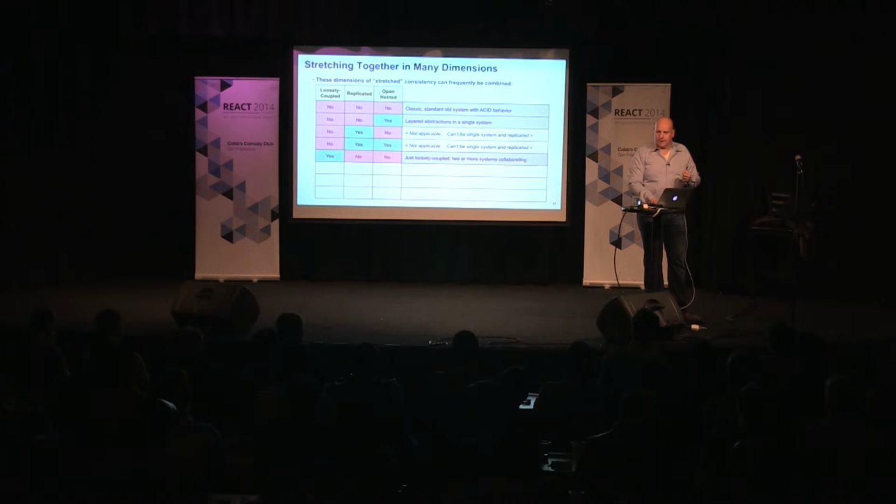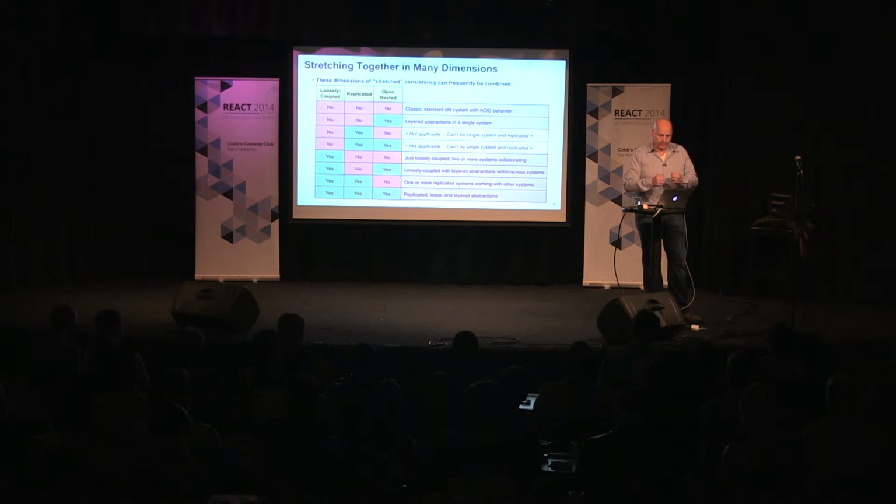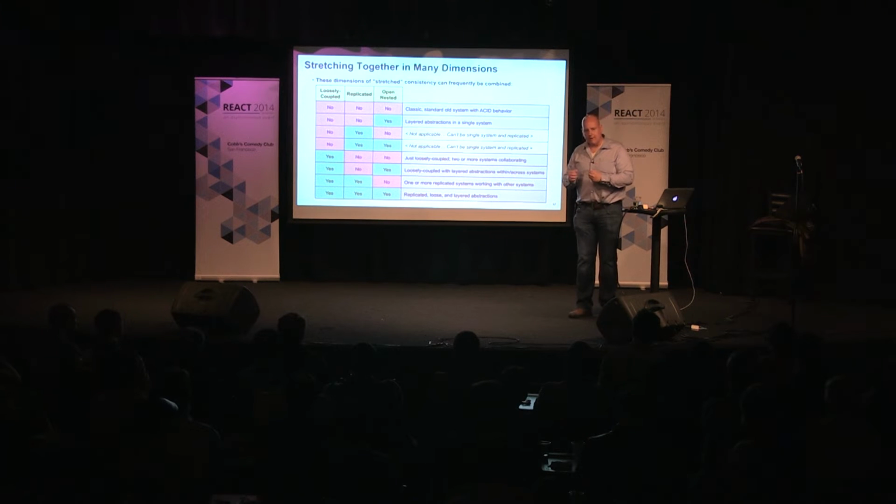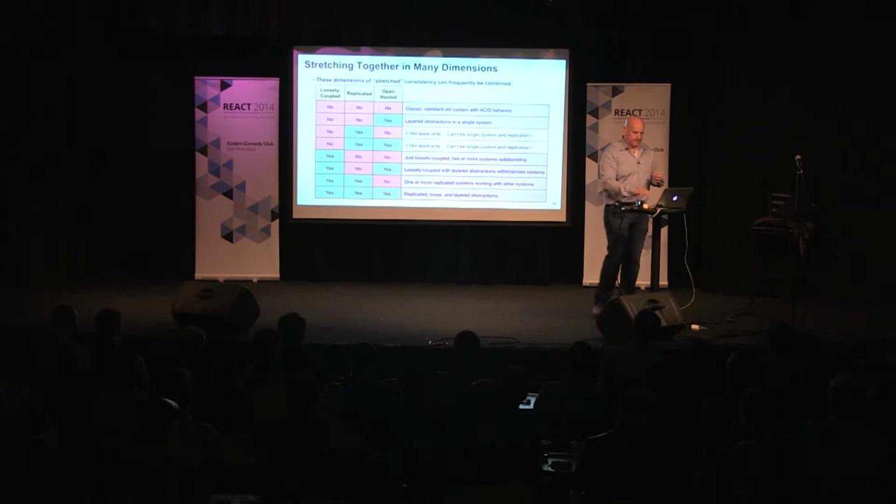Loosely coupled, without the replicated and open-nested, sure. Loosely coupled with open-nested actually helps because the layered abstractions are going to lubricate things. Loosely coupled and replicated, complicated, but it works. And loosely coupled, replicated, and open-nested is in fact one of the most common ways you deal with loose replicated stuff. If you're replicated, you've got to be loosely coupled at some level. Open nesting helps with that.